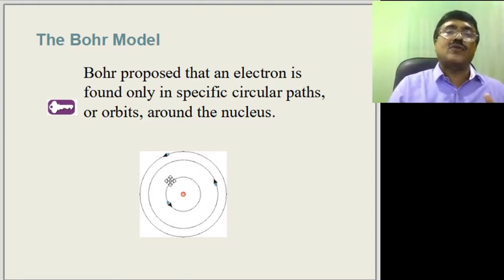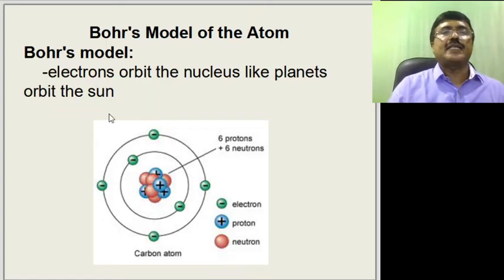So you can have an electron revolving here, or you can have an electron revolving here. In between these two orbits, we have space. There the electron cannot come or revolve. That is the main point we have to take into consideration, right?